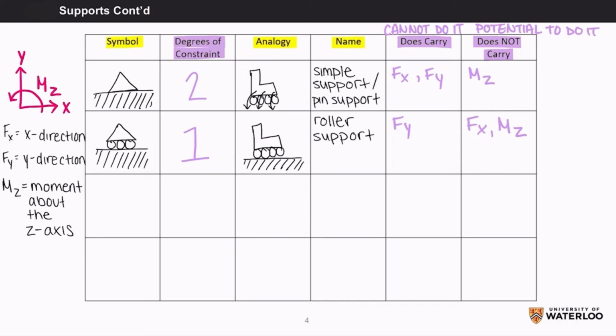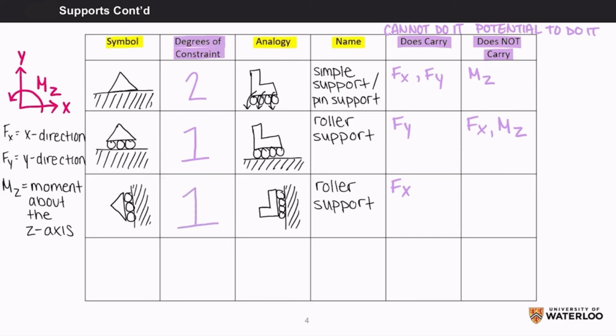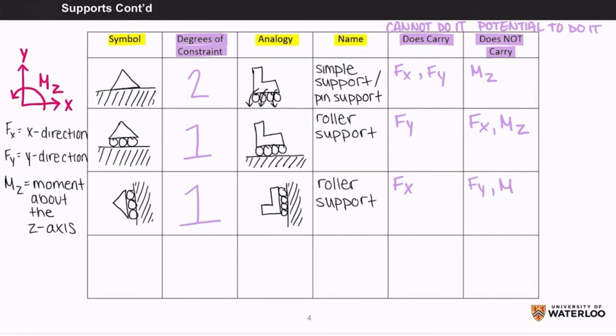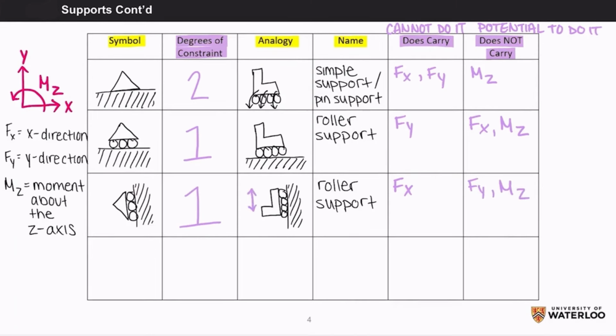This support is still a roller support, but placed vertically. This is the symbol. An example of this support is a normal rollerblade rotated 90 degrees counterclockwise. It carries Fx as a normal rollerblade turned 90 degrees counterclockwise cannot move horizontally. That means it has 1 degree of constraint. It does not carry Fy and Mz, as the rollerblade can move vertically and the skate ankle can flex, creating a moment.